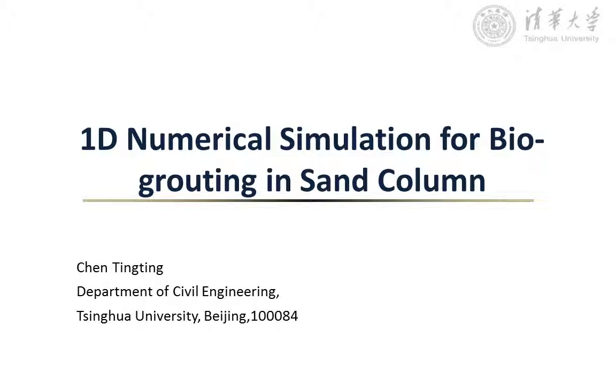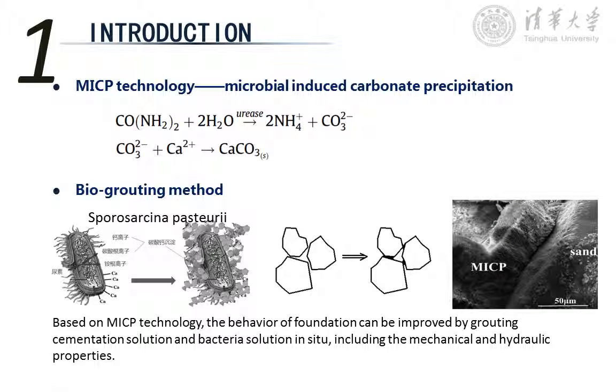This report is about one-dimensional numerical simulation for biogrouting in a sand column. The first part is the introduction. MICP means microbial-induced carbonate precipitation. It is a relatively new technique of great potential applications in the field of geotechnique, environment, and energy.